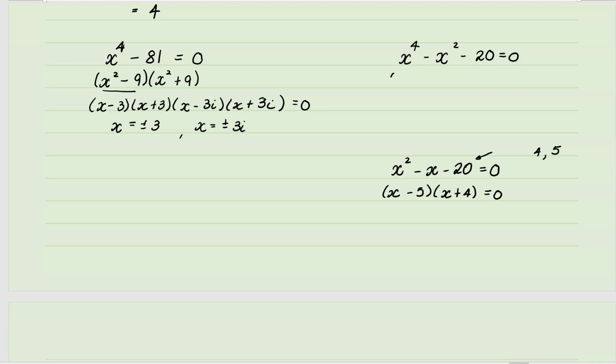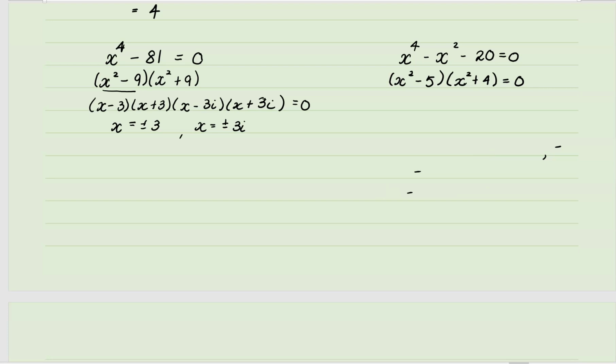Well, we just do the same thing, except instead of x take 5, it would be x squared take 5 and x squared plus 4. Right, because x squared times x squared gives me the x to the 4, x squared times 4 is 4x squared, minus 5x squared is the minus 1, and so on and so forth. Okay, so that's great. But have you fully factorized?